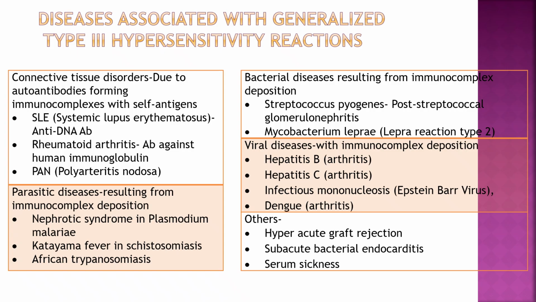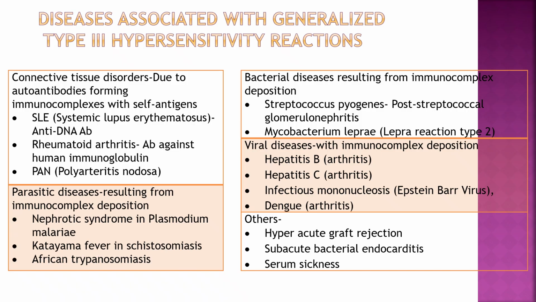Diseases associated with generalized type 3 hypersensitivity reactions. Connective tissue disorders due to autoantibodies forming immune complexes with self-antigen. Examples: SLE, rheumatoid arthritis (antibody against human immunoglobulin), and PAN, polyarteritis nodosa. Parasitic diseases resulting from immune complex deposition: nephrotic syndrome in Plasmodium malariae, Katayama fever in schistosomiasis, and African trypanosomiasis.